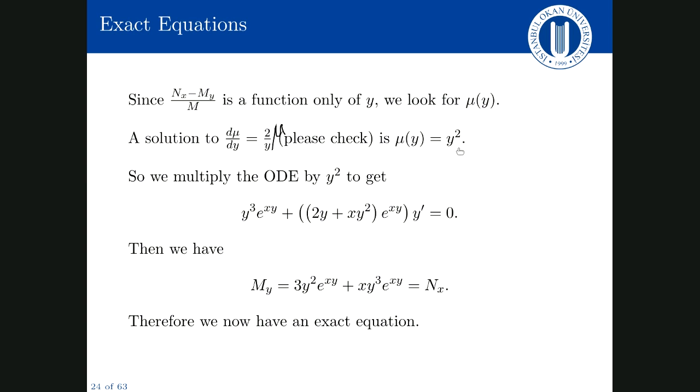After we've multiplied by y squared, we get y cubed e to the power xy plus 2y plus xy squared e to the power xy times y prime is equal to 0.